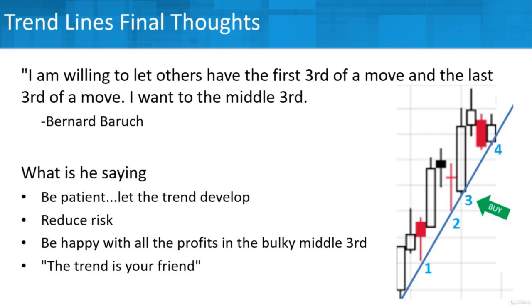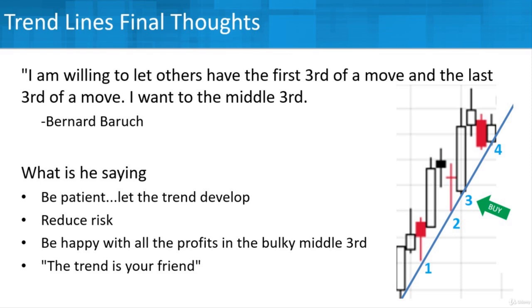So the idea is to be patient. Let the trend develop. Reduce that risk by letting the trend develop. Don't buy into something you think you see at touch number 1. That's not a trend yet. Number 2 or 3 is a much better indicator. So you're reducing that risk.